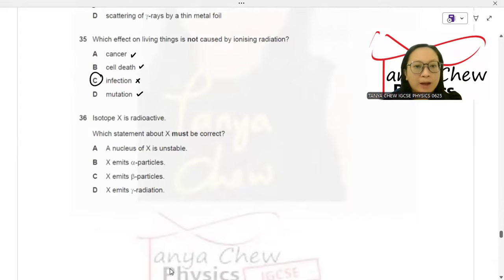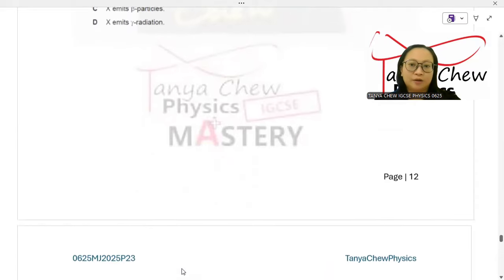Number 36, isotope X is radioactive. Which statement about X must be correct? So it is radioactive and then because it is unstable. A is the answer. Whether it will emit alpha particles, beta particles, or gamma radiation depending on that isotope size.